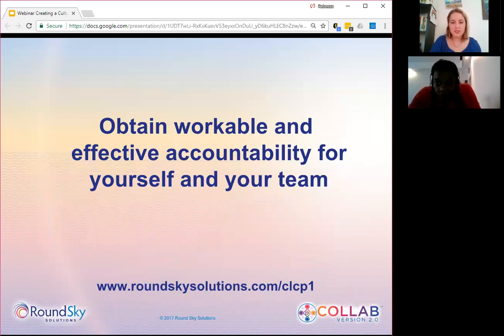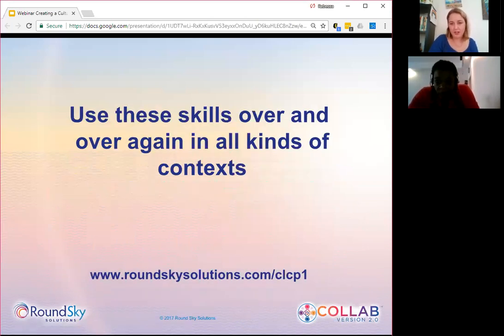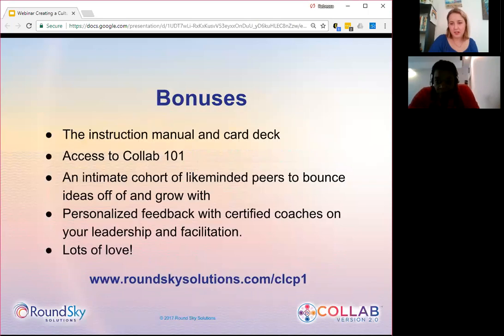So you'll use these skills over and over again in all kinds of contexts, and you can see that in our writing and our blog. And then you also get access to lots of other great things, like an intimate cohort of like-minded peers to bounce ideas off of and grow with, and personalized feedback, and access to Collab 101.